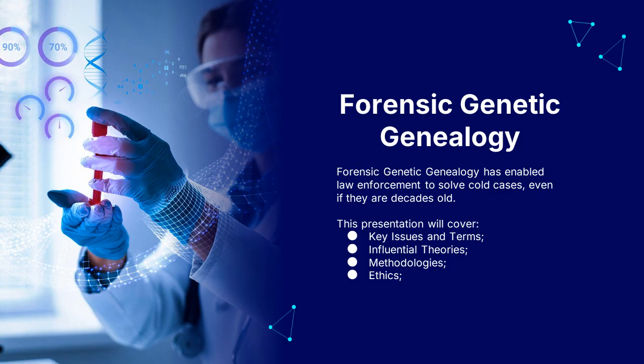For example, many of you have probably heard of the Golden State Killer, who was caught using forensic genetic genealogy over 40 years after his crimes began. More recently, forensic genetic genealogy was actually used to connect Bryan Kohberger to the November 2022 murders of 4 students from the University of Idaho.